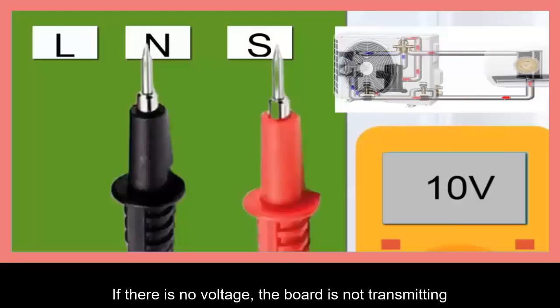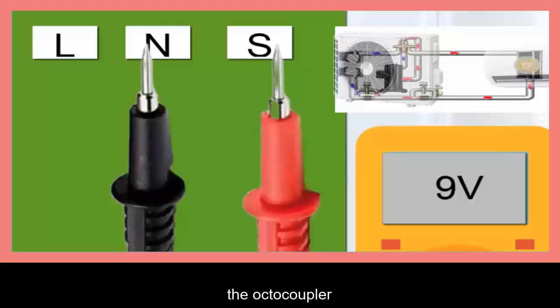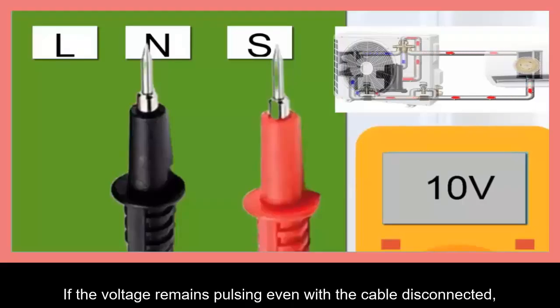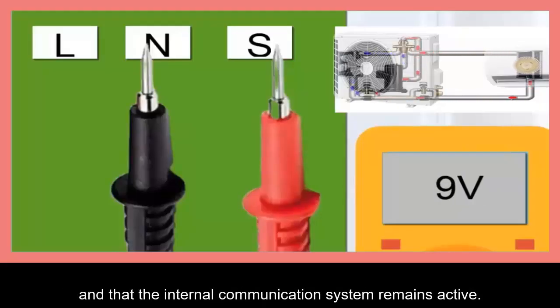If there is no voltage, the board is not transmitting, and the problem may be located in the switching power supply, the optocoupler, the driver transistor, the microcontroller. If the voltage remains pulsing even with the cable disconnected, this means that the board continues attempting to transmit data and that the internal communication system remains active.